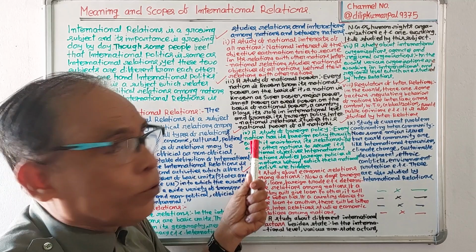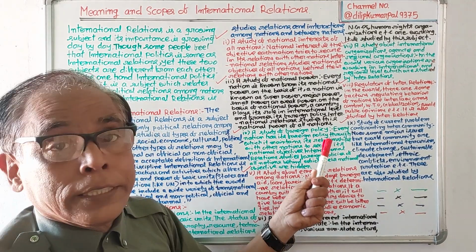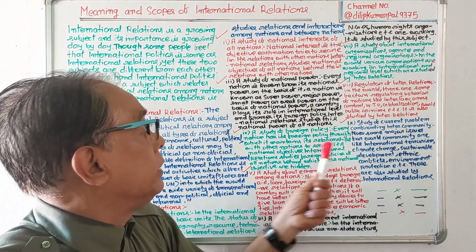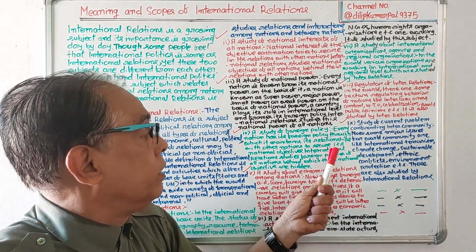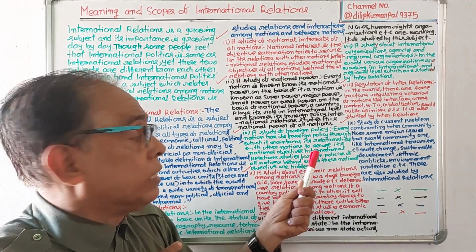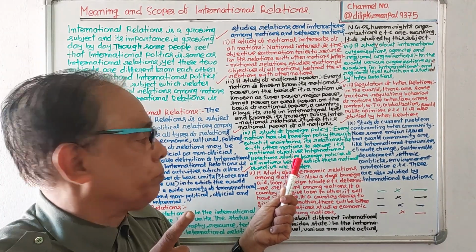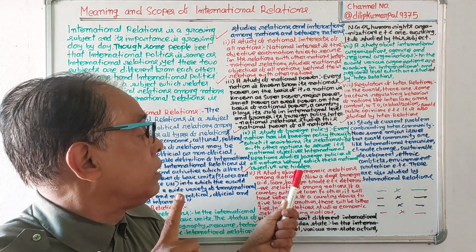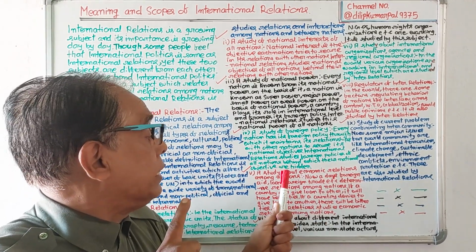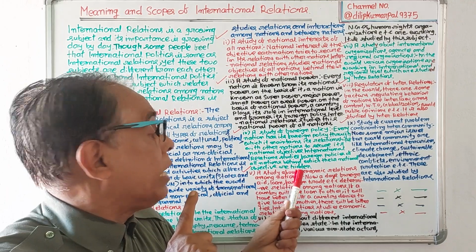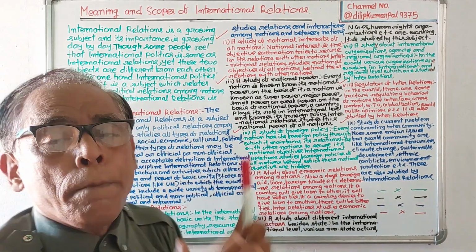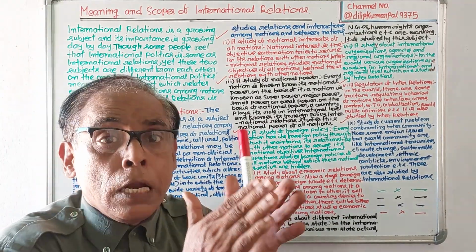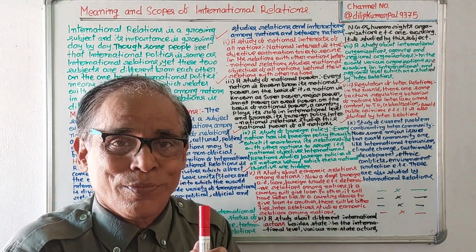Number 4, a study of foreign policy. Every nation has its foreign policy through which it maintains its relationship with other nations to secure its national objective. International relations studies the foreign policy of all nations, behind which their national objectives are hidden. So the fourth important scope of international relations is that it studies the foreign policies of all nations.